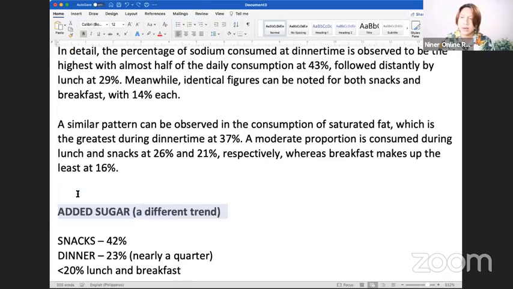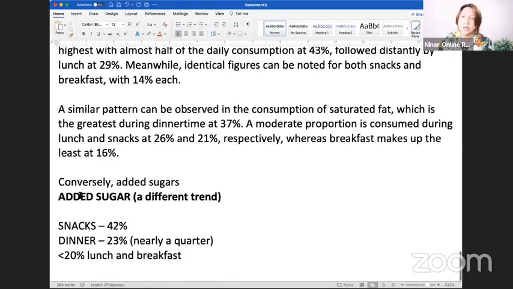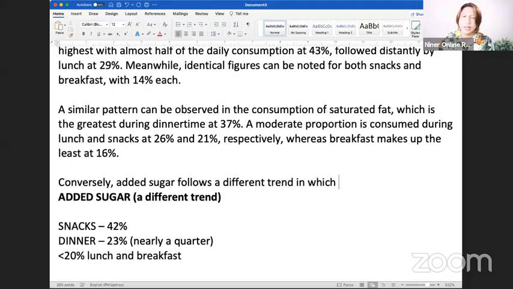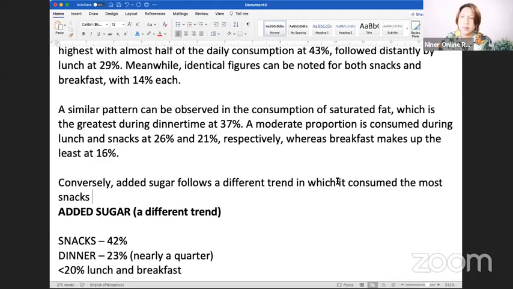This is added sugar. By contrast, added sugar follows a different trend, in which it is consumed the most during snacks at 42%, followed by dinner at 23%.